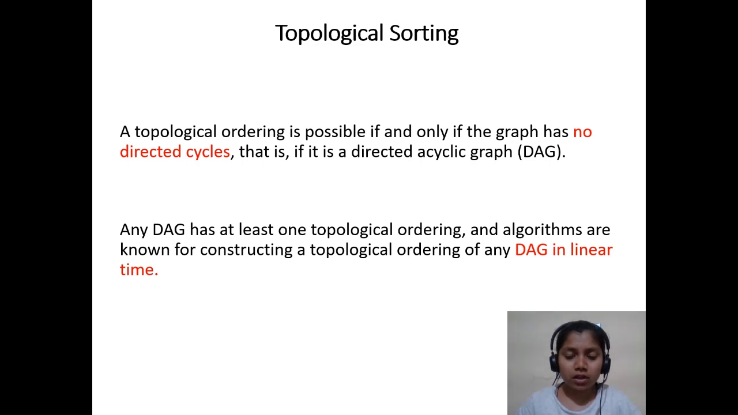Topological sorting is possible only if it is a directed acyclic graph. Any directed acyclic graph has at least one topological ordering, and algorithms are known for constructing a topological ordering of any directed acyclic graph in linear time.